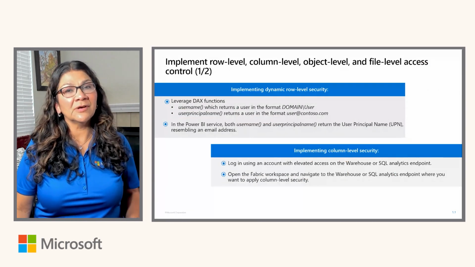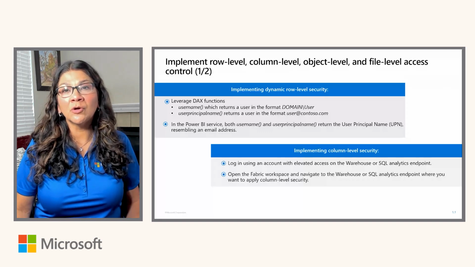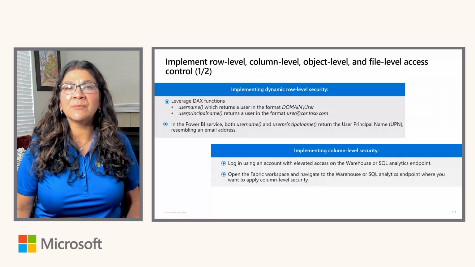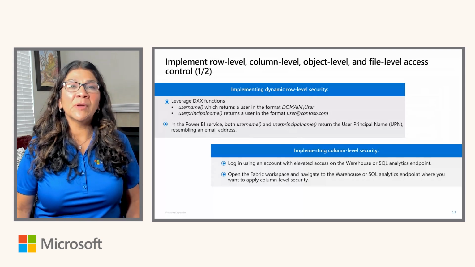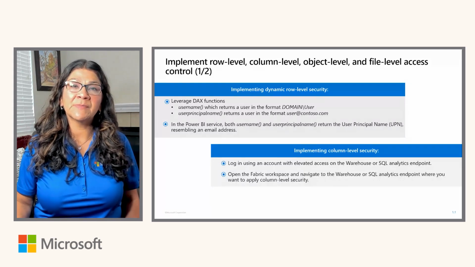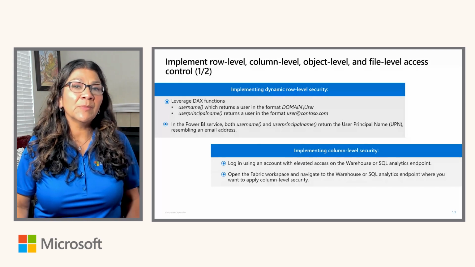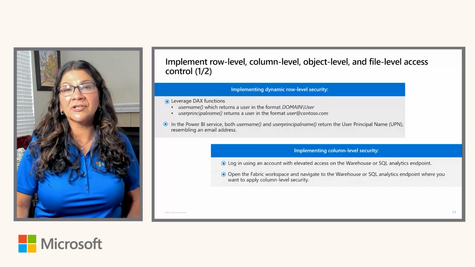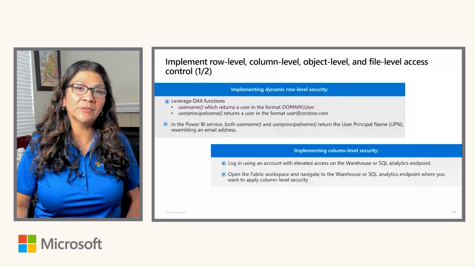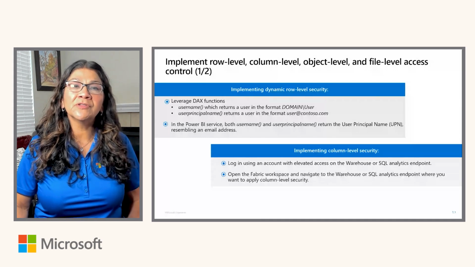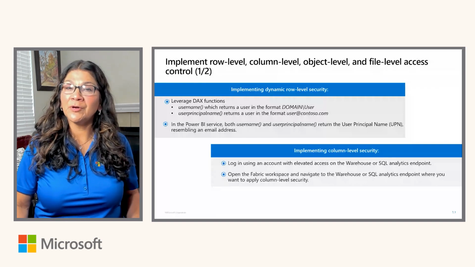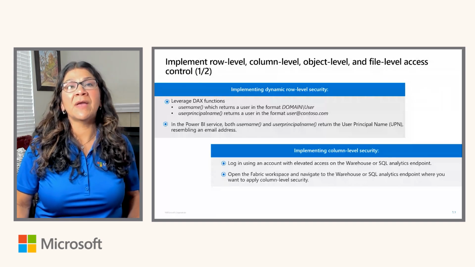You're going to want to do an in-depth dive into row-level security, or RLS, using filters to restrict table rows to roles. Remember that RLS is applied to the viewer role in the workspace. Know how to implement dynamic row-level access security too, using these two functions, username and user principal name. They will both return the user principal name, or UPN, which is, if you remember, in an email address format.